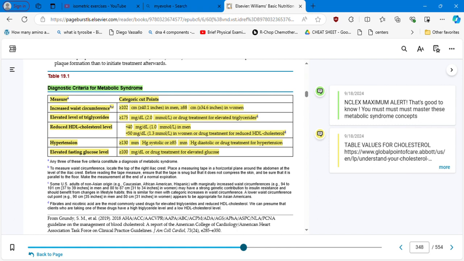Criteria number 2, elevated level of triglycerides. Okay, this is the bad cholesterol. So it's going to be above 175. And criteria number 3, reduced HDL. So you have poor HDL in your blood. Then hypertension, above 130 for the systolic and higher than 85 on the diastolic. And then you have elevated fasting glucose levels. So your patient is having above 100 in the glucose.